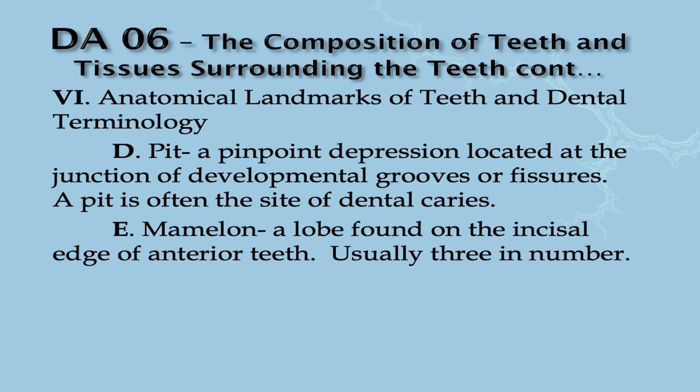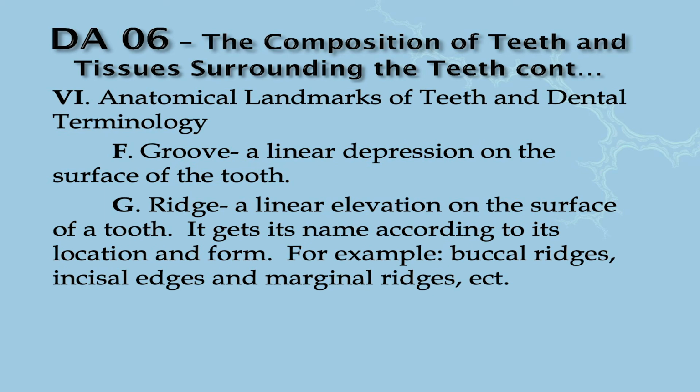A mamelon is a lobe found on the incisal edge of anterior teeth. Usually they are 3 in number. A groove is a linear depression on the surface of the tooth. A ridge is a linear elevation on the surface of a tooth. It gets its name according to its location and form. For example, buccal ridges, incisal ridges, marginal ridges, it all depends on where it is located on the tooth.